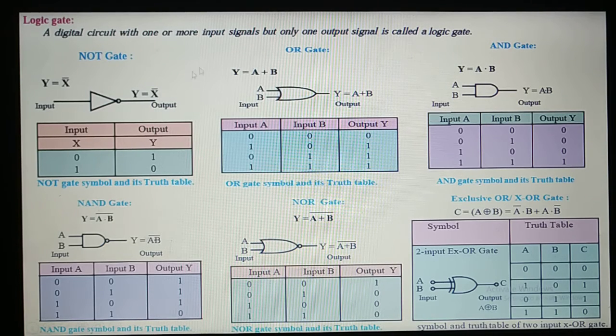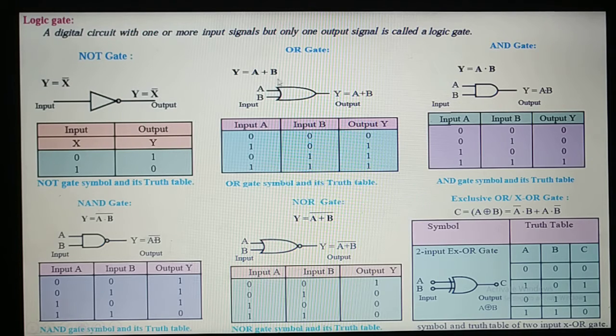So let's go to the OR gate. The second gate is the OR gate. Y is equal to A or B. Never read it as plus, A plus B. It is the OR representation. So output Y is equal to A or B.